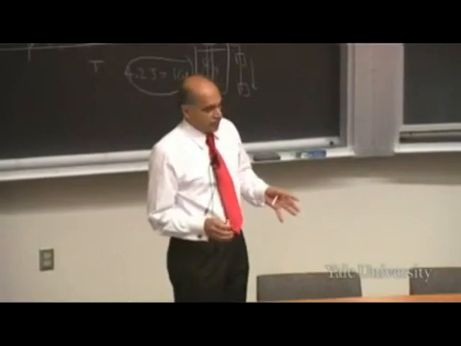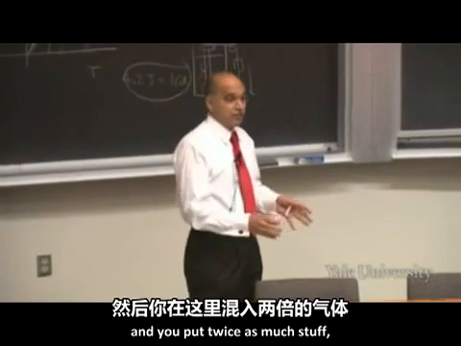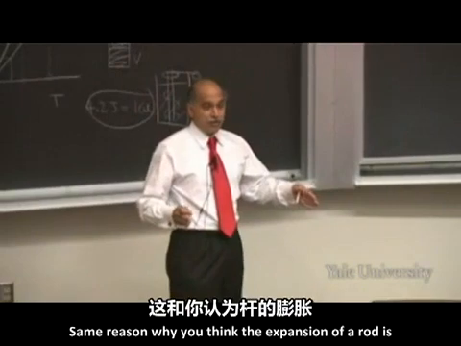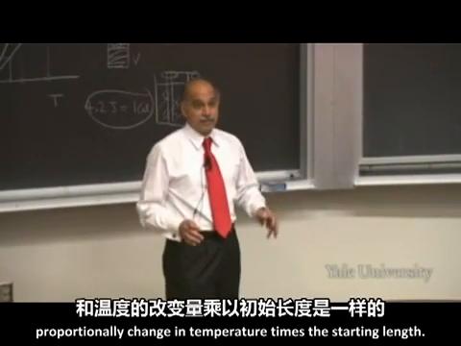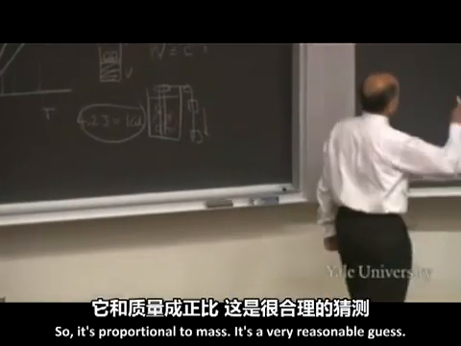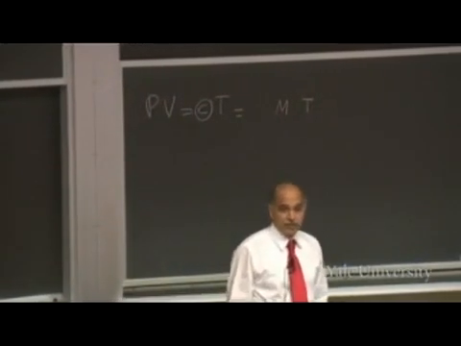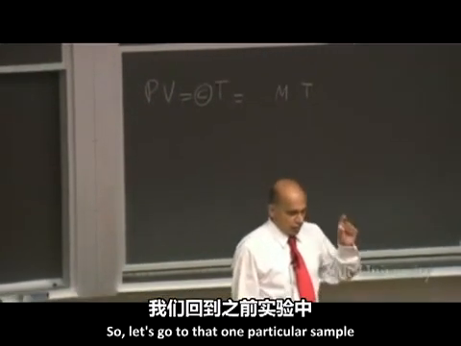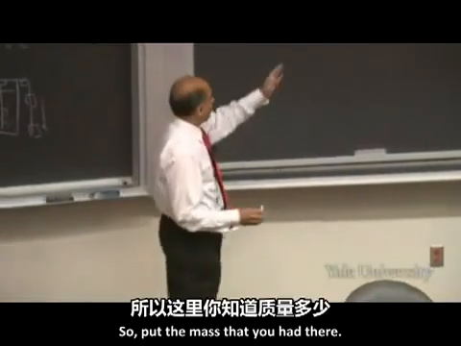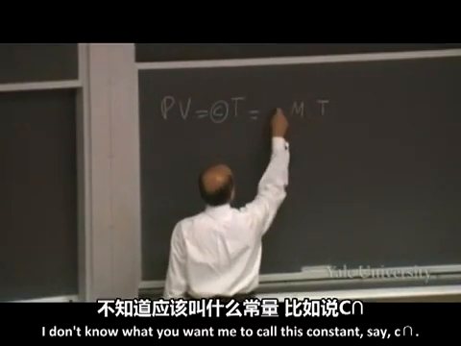What's the argument? We know that if you had some amount of gas producing a pressure and you put twice as much stuff, you think it'll produce twice as much pressure. Same reason why you think the expansion of a rod is proportional to change in temperature times the starting length. So this mass is what's doing it, so it's proportional to mass. It's a very reasonable guess. So if you put more gas into your piston, you think it'll produce more pressure. That's actually correct. So let's go to that one particular sample in your laboratory that you did. So put the mass that you had there. Then you should put a constant still. I don't know what you want me to call this constant. Say C prime.